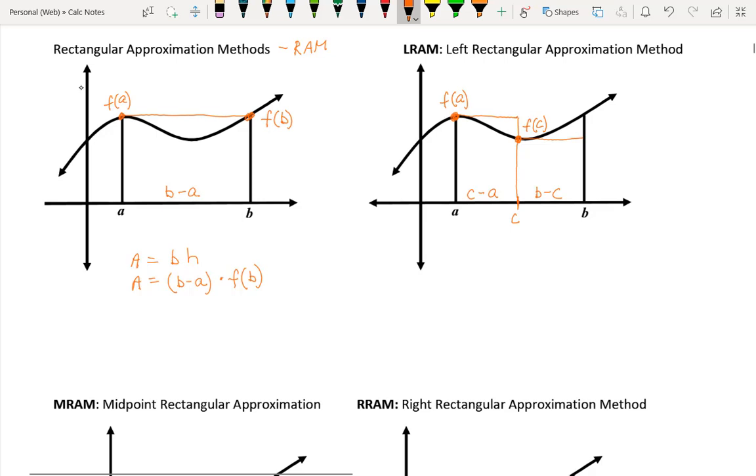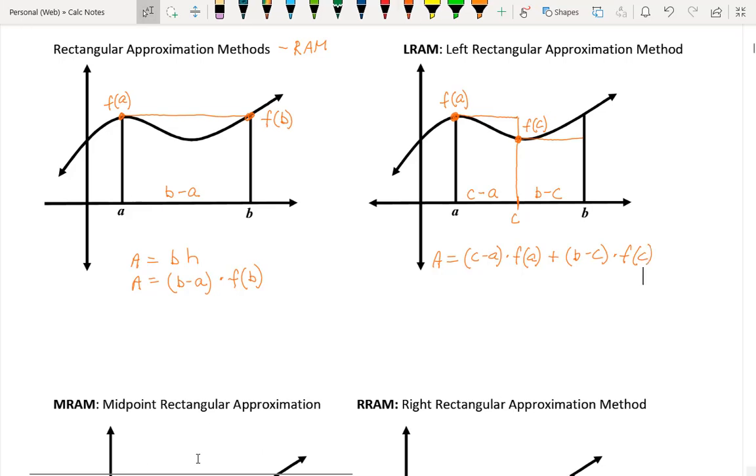So the area would be the base, which is C minus A, times the height, which is F of A, plus the base of the second rectangle, B minus C, times the height of the second rectangle, which is F of C. And that's how we would find the area of that.